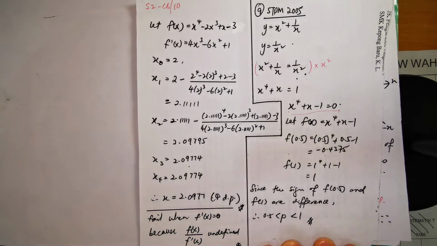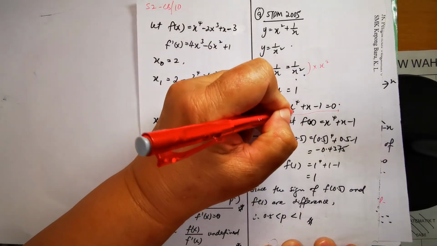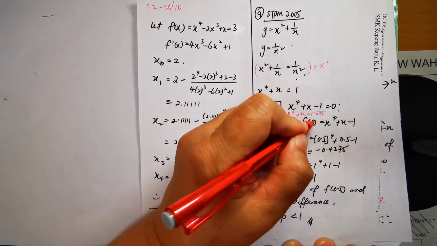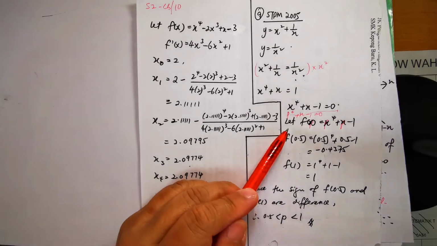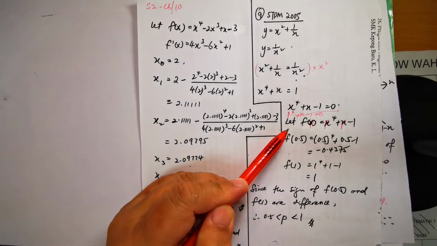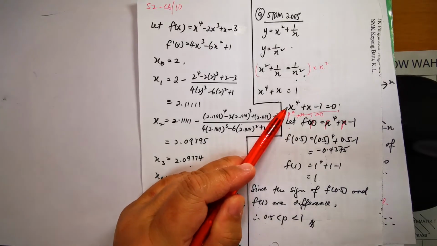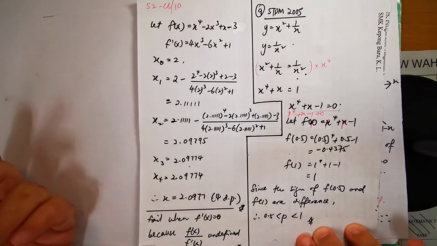If you really want, you can change this to P also. P power 4 plus P minus 1 equals 0, so it becomes f(P). You can change it to P because P is the answer. It's the intersection point. So P is the answer for this equation. If you leave it in x also can, doesn't matter. So this is the first part.